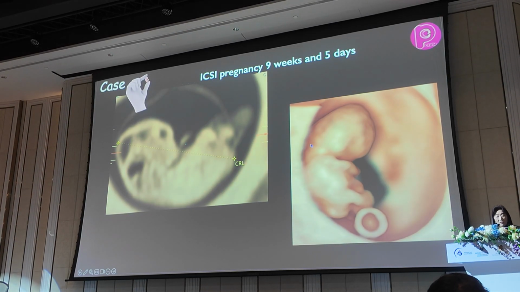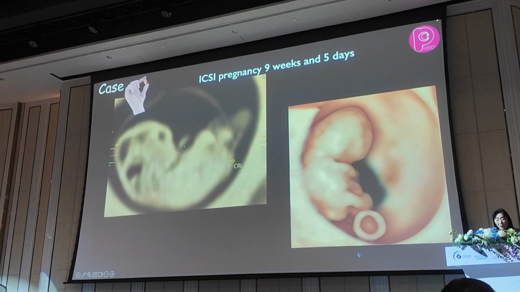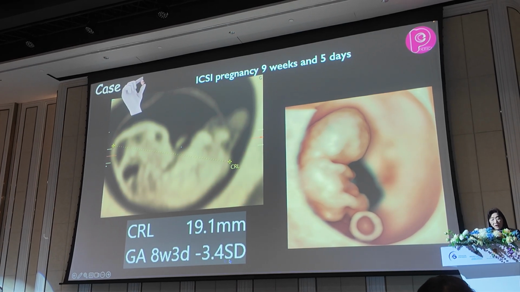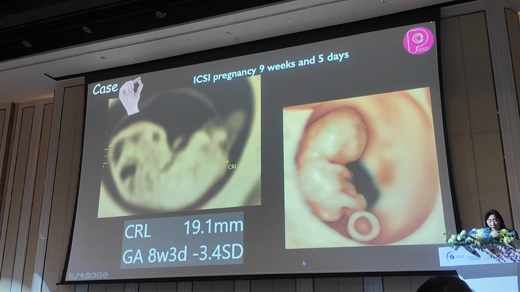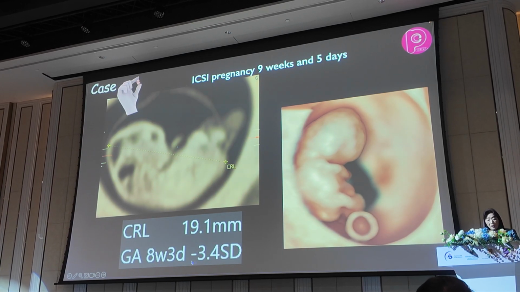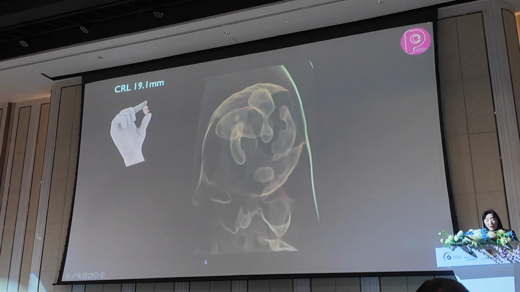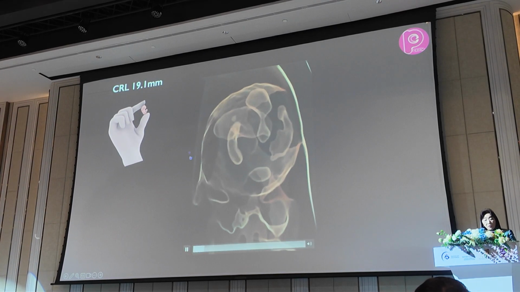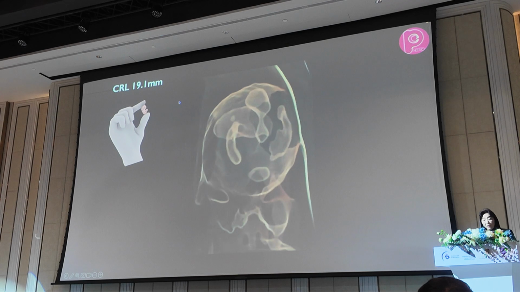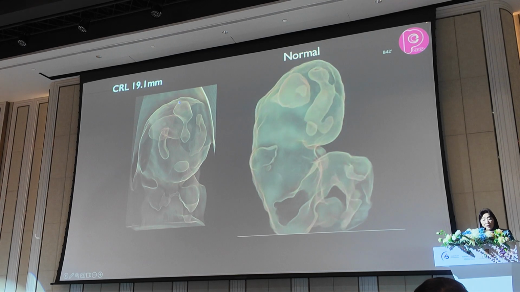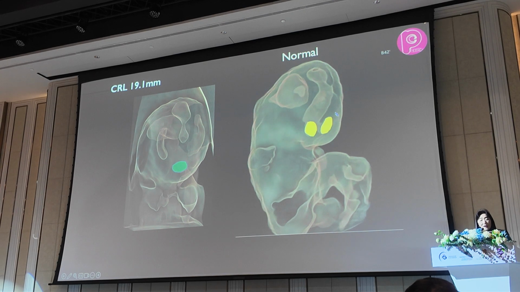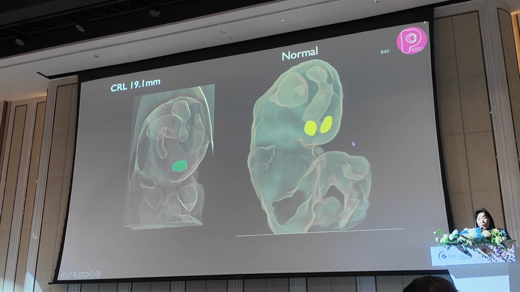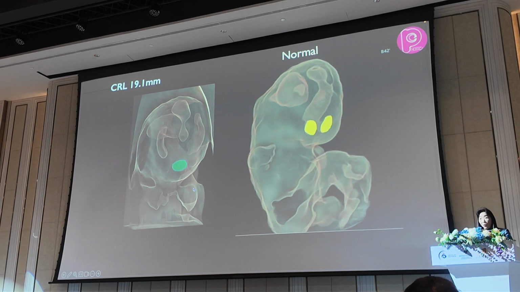And here, this is 9 weeks. It looks like a normal baby. However, this is a very small baby, at 8 weeks and 3 days, with minus 3.4 standard deviation. And here, this is a very small baby with a CRL of 19 millimeters, but how is it different from the normal? Here you can see in the normal case, at this stage, already 2 brains. However, in this case, 1 brain.